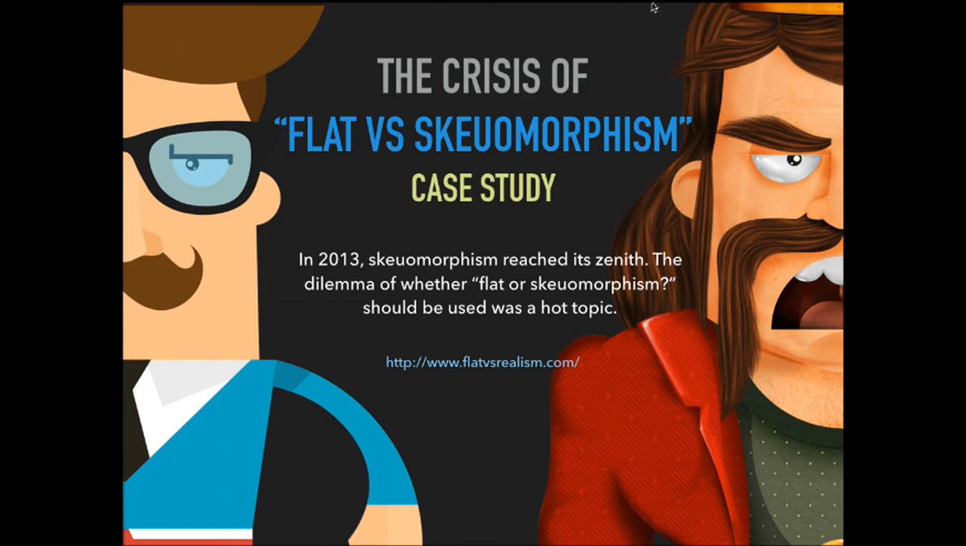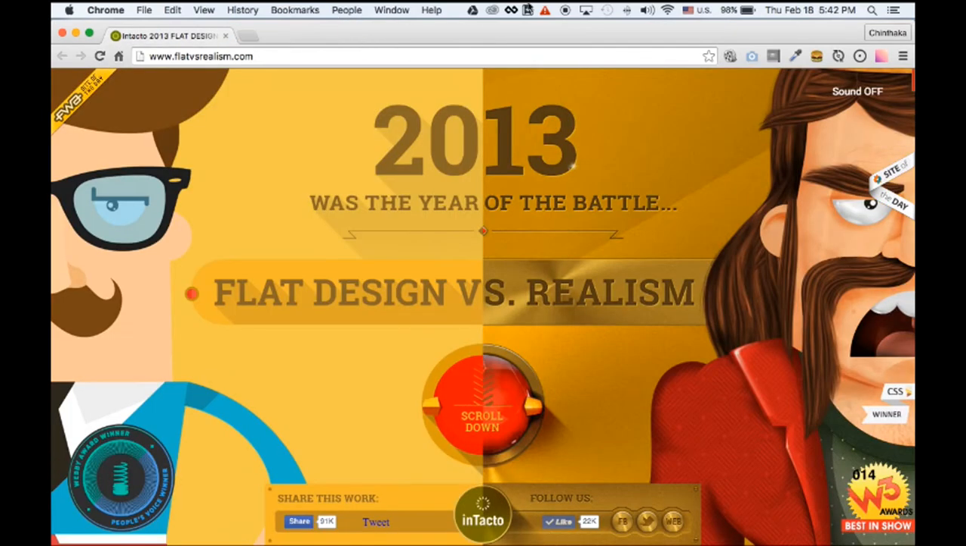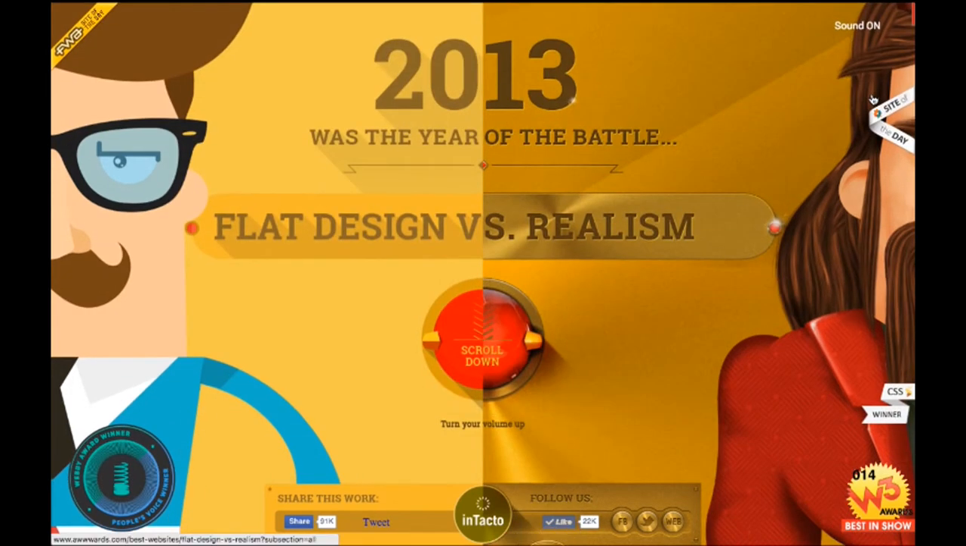Skeuomorphic side. This is the flat world. You can see building shapes, everything is flat. Machine also flat. The icons are also flat.